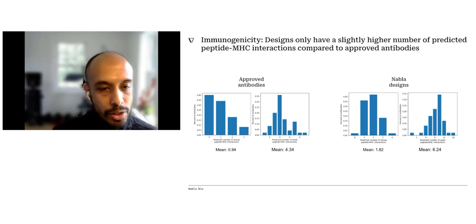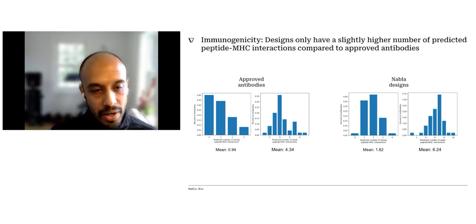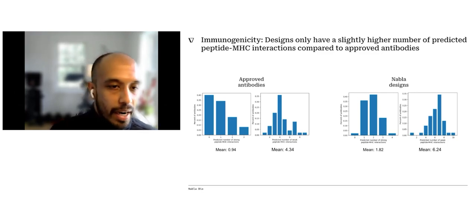So if we look at strong predicted peptide MHC interactions, approved antibodies typically have an average of 0.94, whereas our designs had an average of about 1.82. And for weak interactions, about an average of 4.34 for approved antibodies, and slightly higher for our designs, an average of about 6. So, these are roughly in distribution, don't look grossly more immunogenic, which we were excited about.